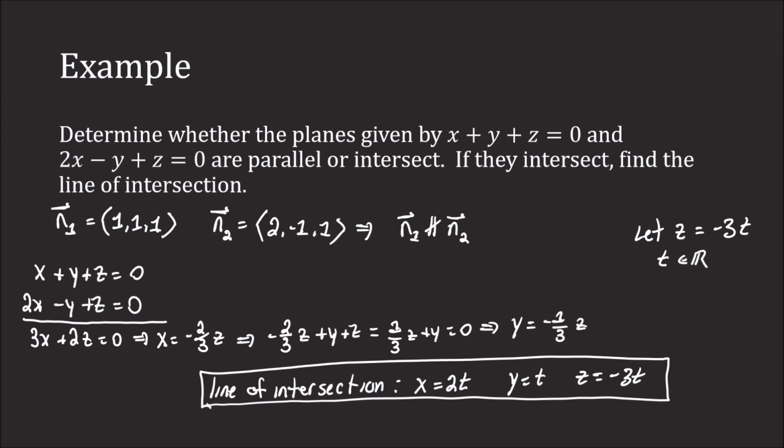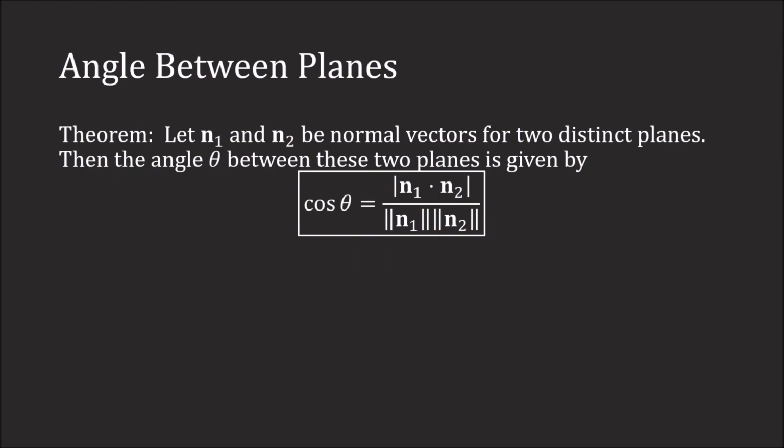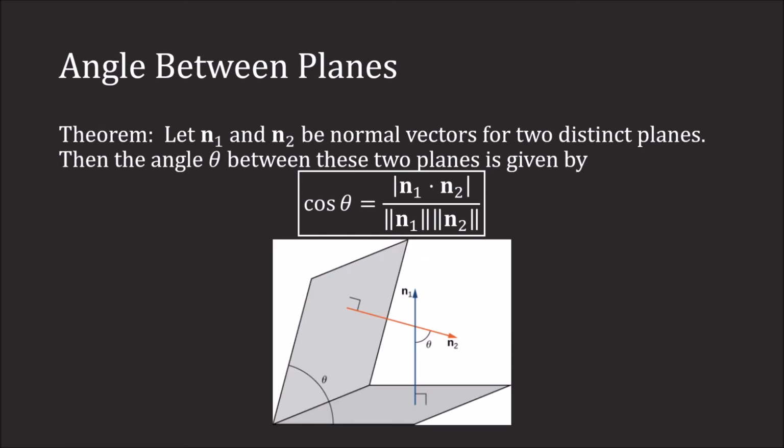If two planes intersect, then they're going to form an angle. The angle can be determined by the angle formed between the normal vectors. And so we get that the angle theta between two planes is given by the formula cosine of theta is equal to the absolute value of n1 dotted with n2 over the norm of n1 times the norm of n2. And this is illustrated in this figure.